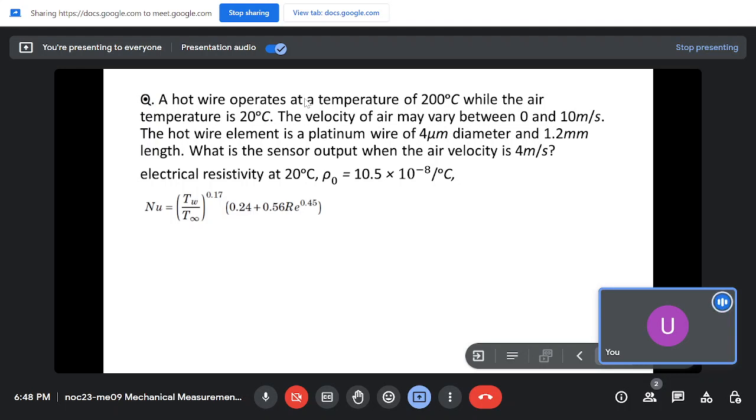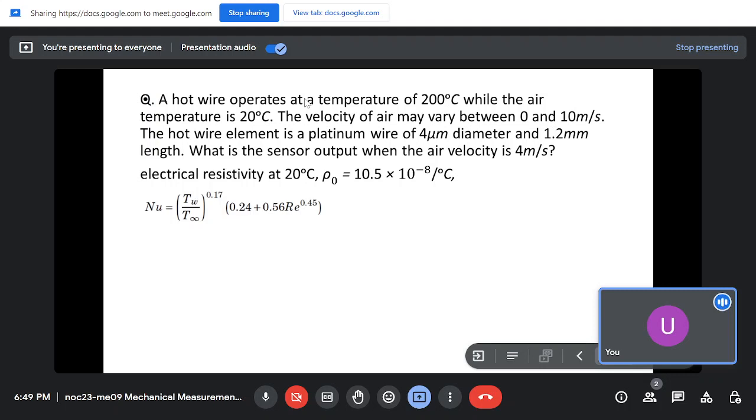So a hot wire is there in the flow, which is operating at a temperature of 200 degrees Celsius. The air temperature is 20 degrees Celsius. So the velocity of air is varying between 0 and 10 meter per second. The hot wire element is a platinum wire. So you have a platinum wire of 4 micrometer diameter and 1.2 mm length. So what is the sensor output when the air velocity is 4 meter per second?